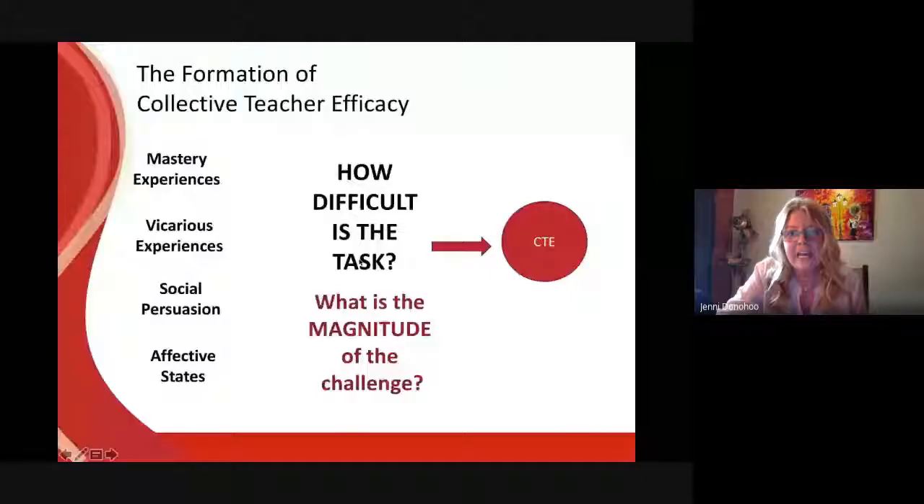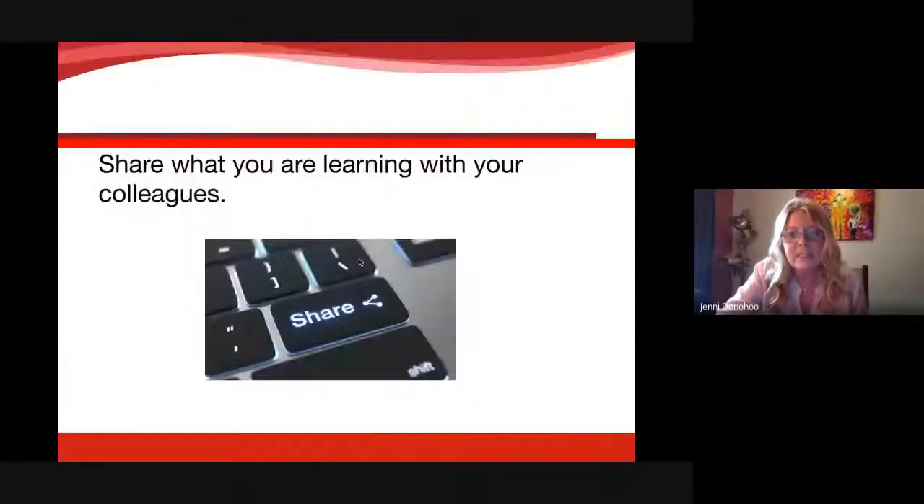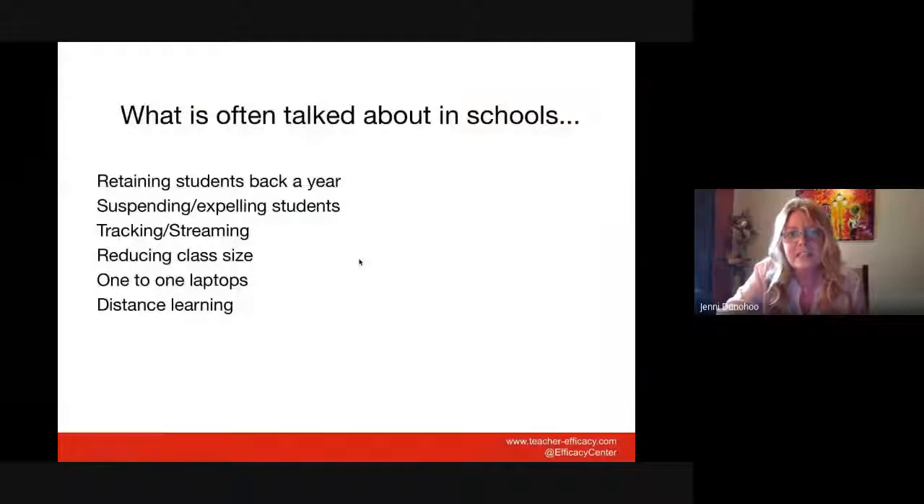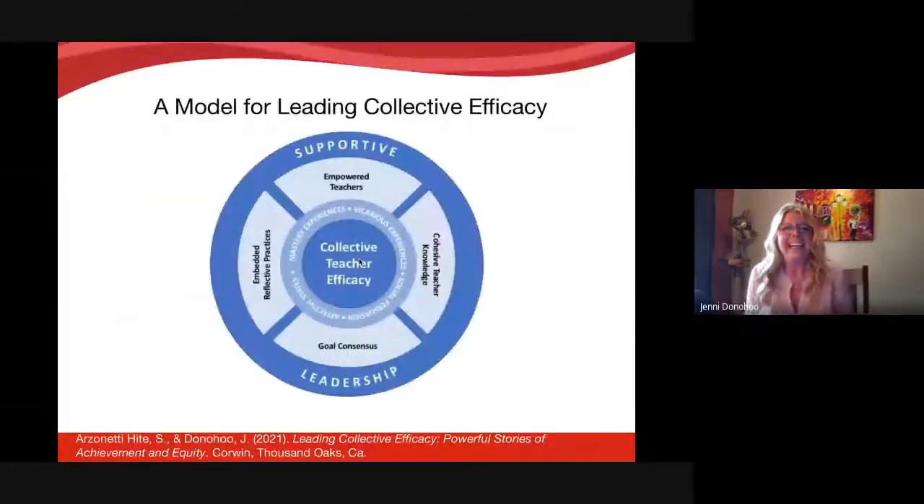So I'm going to jump ahead to those right here. This is a model for leading collective efficacy. Sometimes when I'm doing a webinar, I'll ask people to put in the chat pod, based on what they see here, things that they might infer about the model. I can't see the chat pod while I'm sharing my screen, but if people want to do that, it might get people thinking.